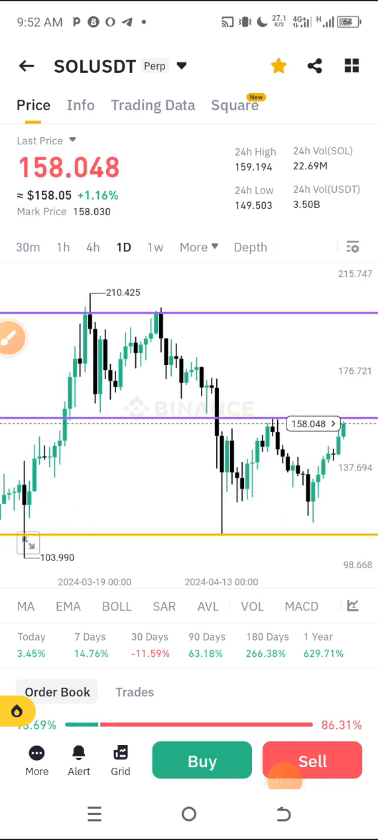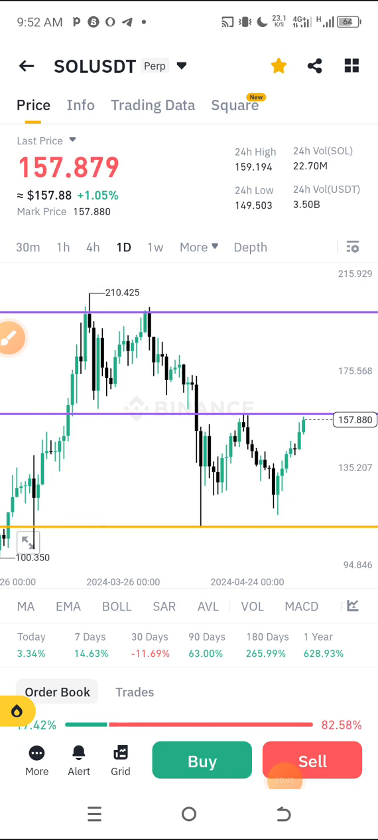All right, so the first thing you have to do is to change your chart setting to the daily time frame. Don't use 4 hour, don't use 1 hour, don't use 30 minutes. Sometimes I use the weekly time frame, so let's change it to the weekly time frame and let's look at how the chart is going to be like.